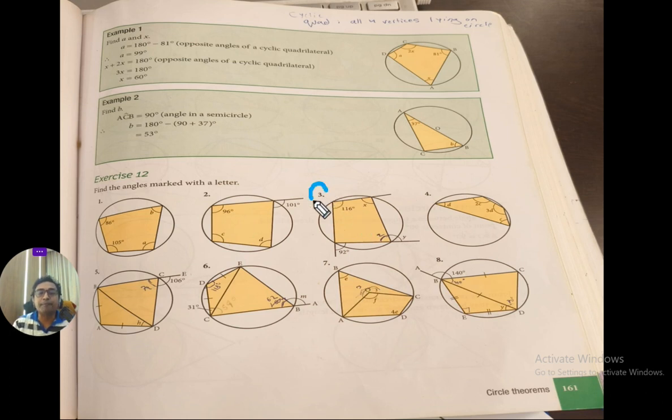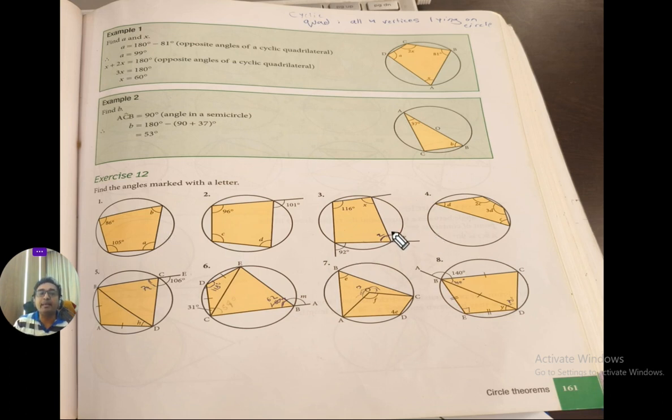Next, question number 3. 116 plus Z is equal to 180 degree. So Z will come out. X plus this is equal to 180 degree. This is 92, so 180 minus 92 is 88 degree. This is 88 degree, so how much will this be? X plus 88 is equal to 180. So this is also equal to 92 degree.